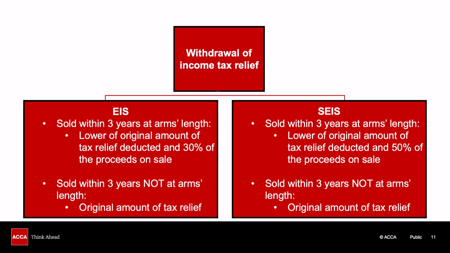Now, if the sale is not at arm's length, then the whole amount of original tax relief given needs to be paid back to HMRC. So the only difference in treatment between EIS and SEIS shares here is that it is 30% or 50% of the proceeds that we might use with an arm's length sale.